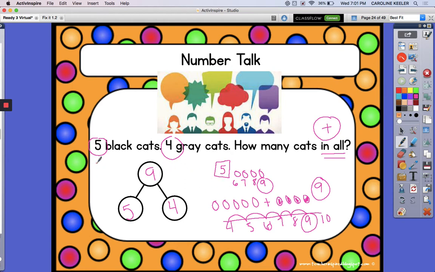Now I can write 2 addition problems. Look. 5 plus 4 equals 9. I could also flip-flop it and say 4 plus 5 equals 9. But the important part is that I'm finding that it equals 9.